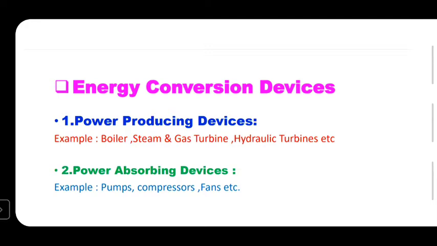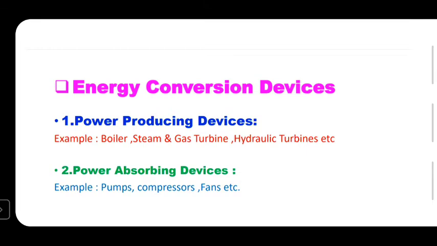But in case of power absorbing devices, these devices use some power, for example pumps, water pumps, compressors, fans. These devices require some input power, and by using this input power, the device can change the form of the energy, or change the output.